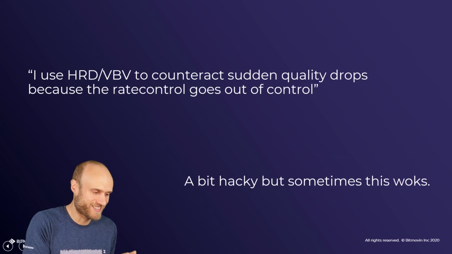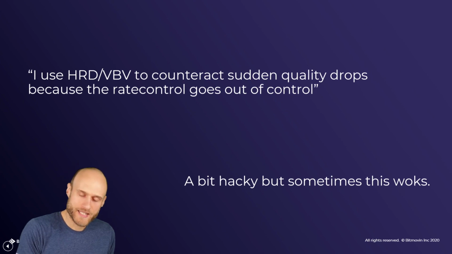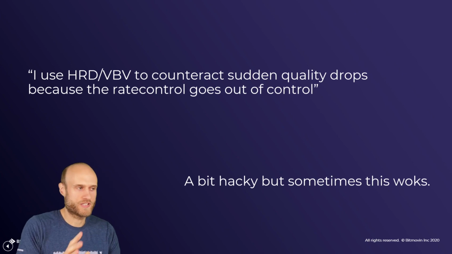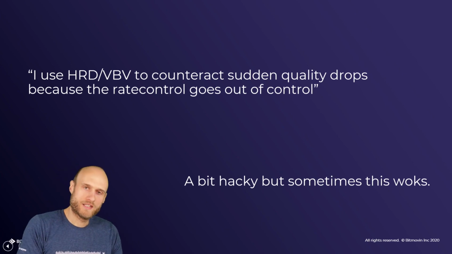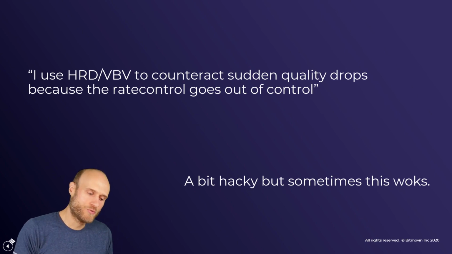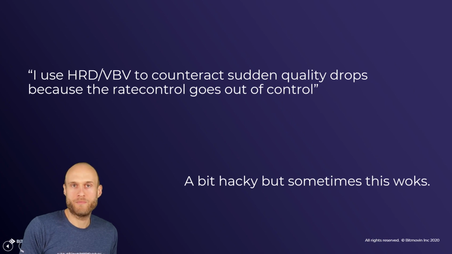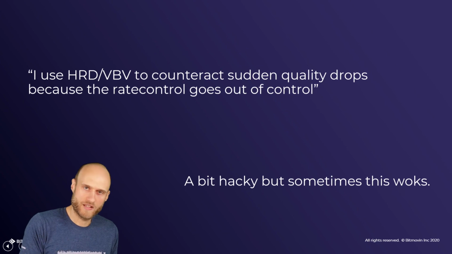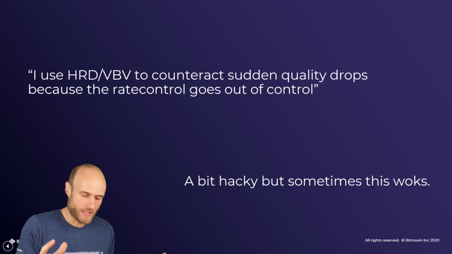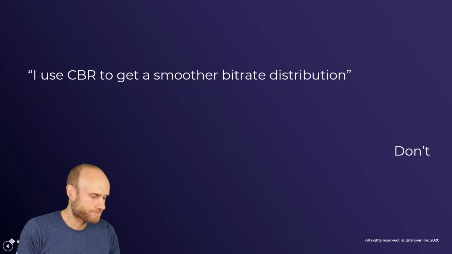So I would like to formulate this a little bit differently, where it would be: I use the HRD VBV to counteract sudden quality drops because the rate control goes out of control. That's something that also can help. So if for certain content and short segments the rate control does something that you're not expecting or that you don't want, then the HRD parameters might actually help to smoothen that out a little bit. But again, it's hacky, and maybe using some other methods might be more effective, like checking the other parameters, other vectors that you have to influence the rate control a little bit.